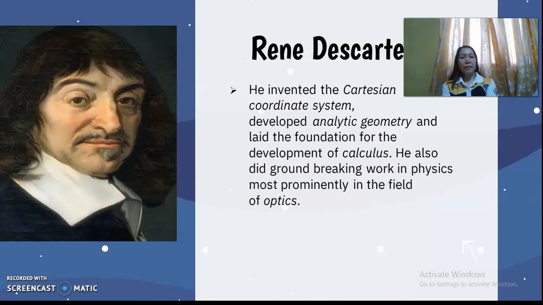Why is it pronounced as Descartes? That is a French name, which is why it is called Rene Descartes. He invented the Cartesian coordinate system, developed analytic geometry, and laid the foundation for the development of calculus. He also did groundbreaking work in physics, most prominently in the field of optics.